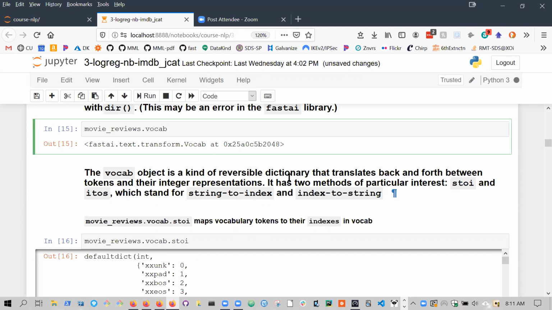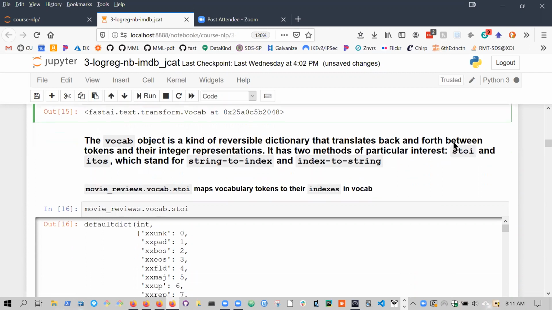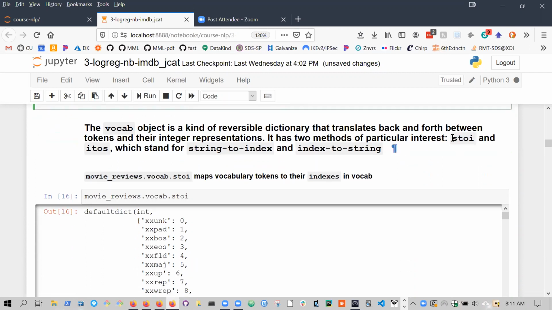So tokens are basically words and pieces of words and punctuation marks. But every token has a numerical representation too, because deep learning models need to work on numbers, not strings. So the vocab object is like a dictionary that translates back and forth between the tokens and their numerical representations. And it has two methods that we're interested in: stoi, which is string to integer, and itos, which stands for index to string, because the integers are actually indexes.